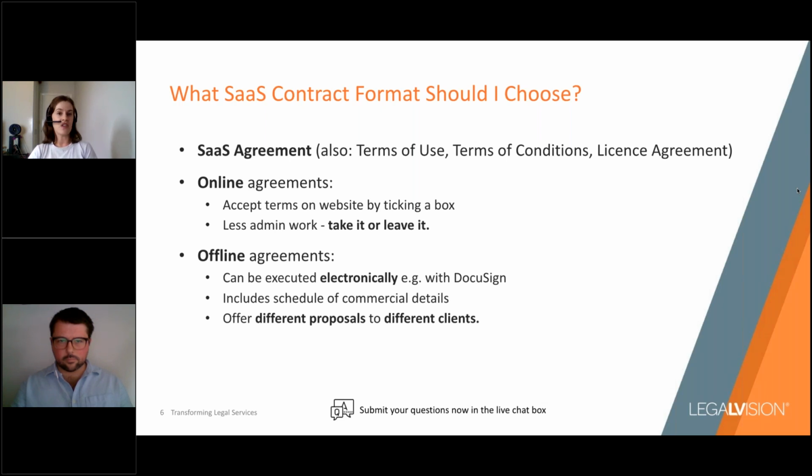Okay, so once you've decided on the format of your SaaS contract, then we can start thinking about those more commercial details like structuring payment, and Paul's going to discuss that side of things.